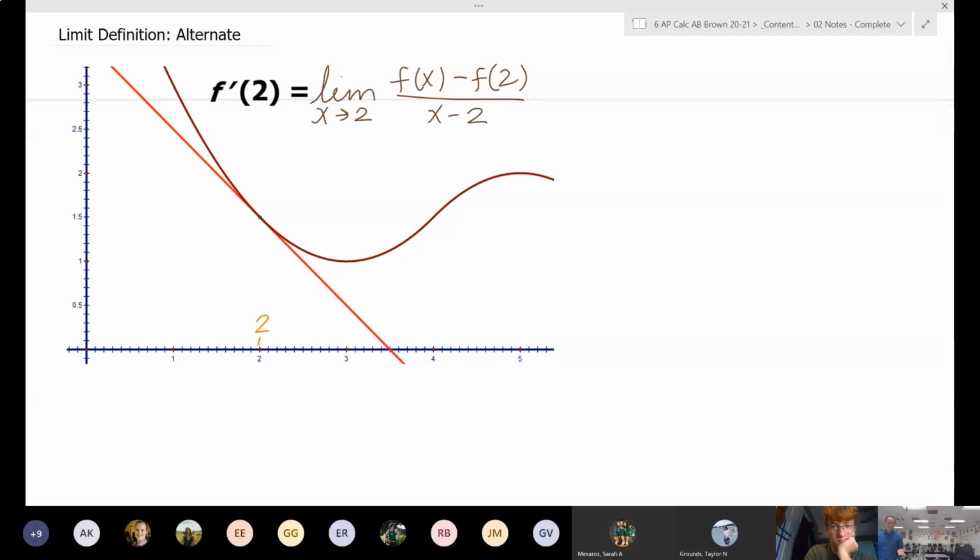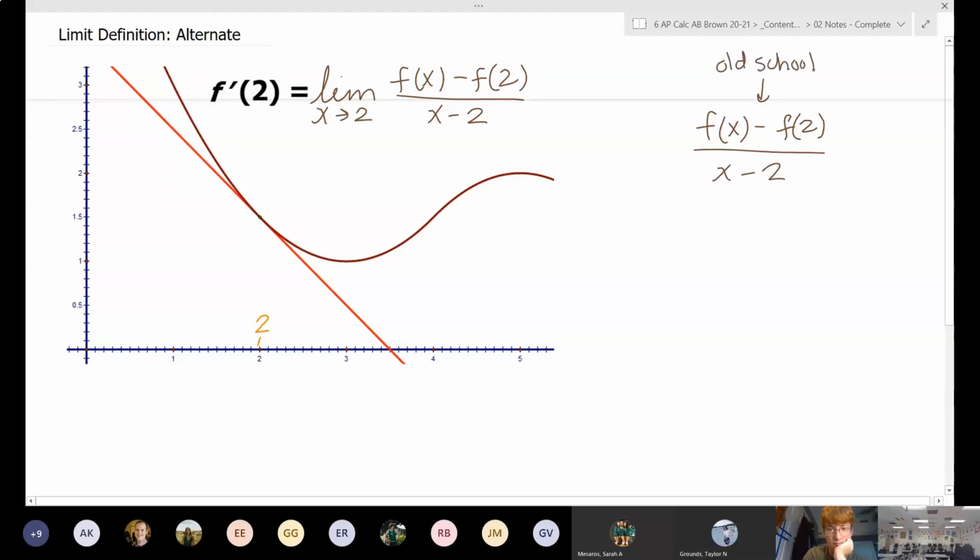And I go, I hope it does, because I gave you questions in Unit 1 that were in this format. You didn't know at the time, but you were actually finding derivatives using that limit question. So let's think about what this actually means. If you take away the limit part of this, it looks like an old school slope formula. So we have just f of x minus f of 2 over x minus 2. And this looks like an old school slope formula.